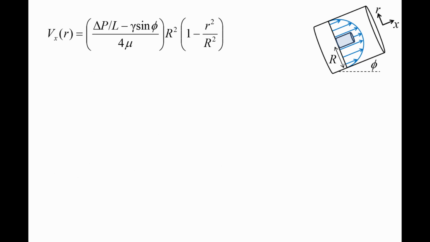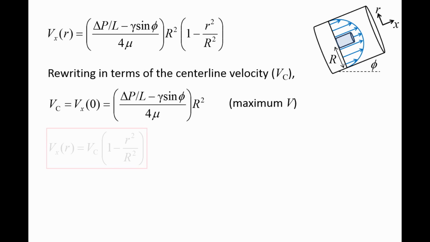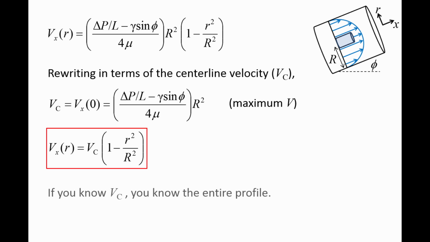We can further simplify this equation by rewriting it in terms of the centerline velocity, Vc. This is the speed at the center of the pipe where the speed is the greatest. Plugging in 0 for the radius, lowercase r, and comparing the expression for Vc to the expression for Vx, we now have that the velocity profile is equal to Vc times the quantity 1 minus lowercase r squared divided by uppercase R squared. This means if you know the centerline speed, you can calculate the entire velocity profile.